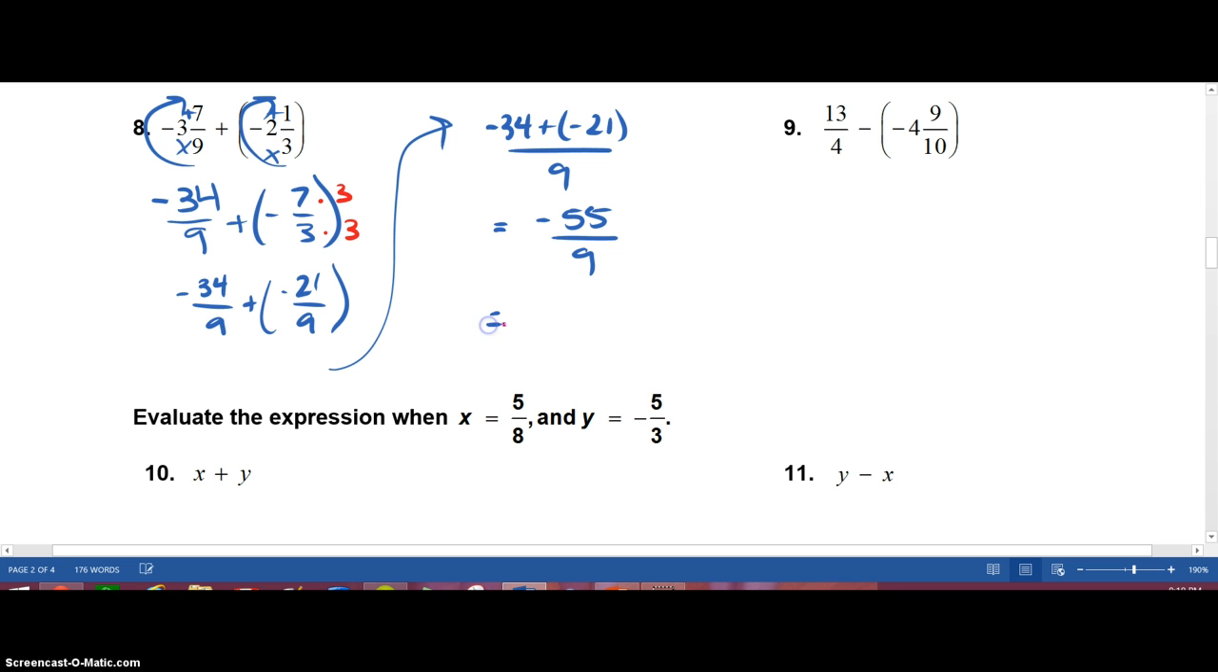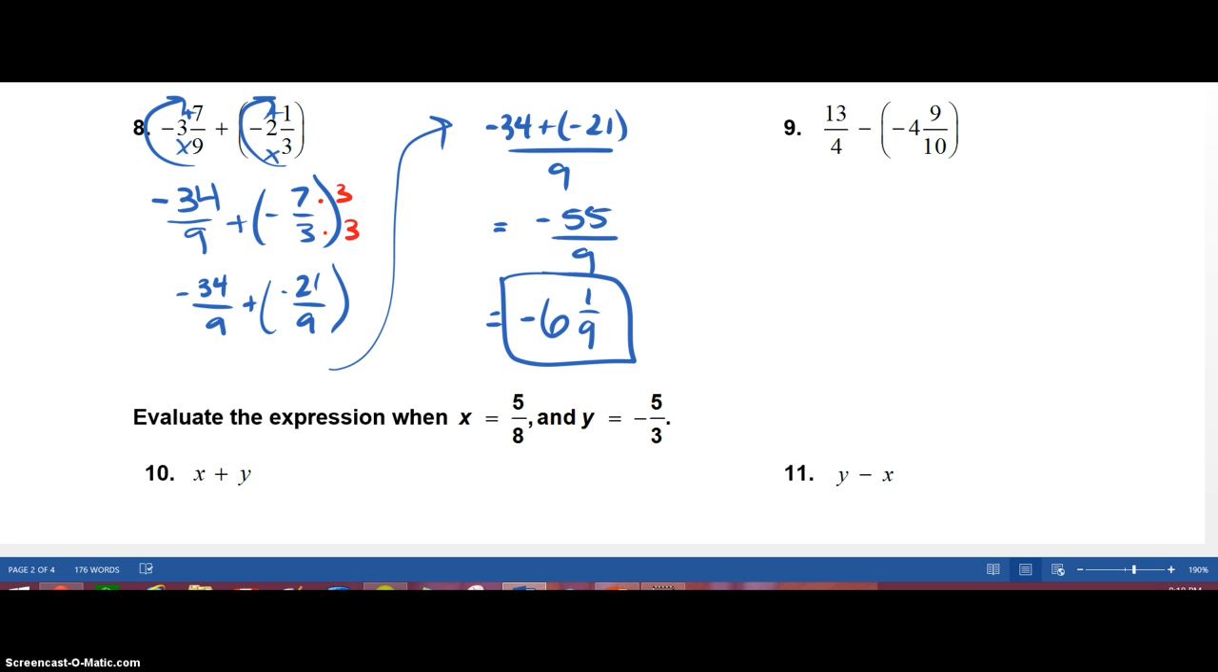So now I need to change this into a mixed number from this improper fraction. And 9 goes into 55 6 times with 1 left over, so it'll be 6 1/9. But we need to make sure it is negative because we have a negative 55 there, so it's negative 6 1/9 for my final answer there.